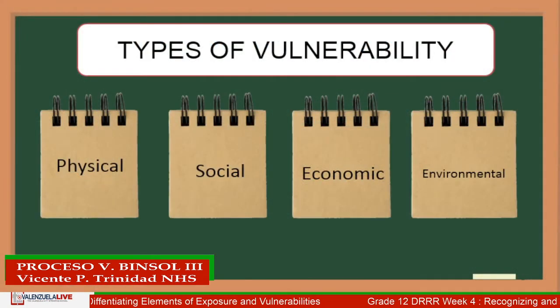Now, let us go on to vulnerabilities of different elements that are determined due to their exposure to particular and specific hazards. These are the following. Number 1, physical vulnerability. Number 2, social vulnerability. Number 3, economic vulnerability. And number 4, environmental vulnerability.